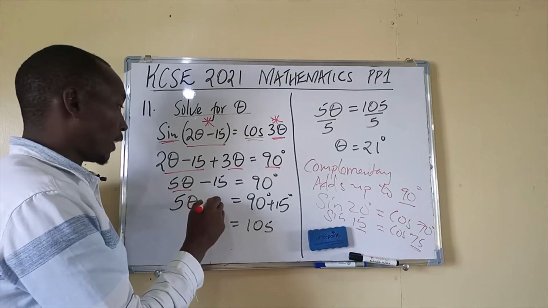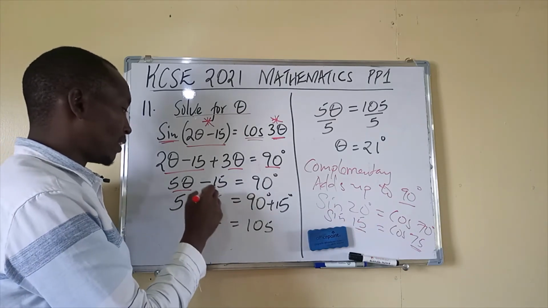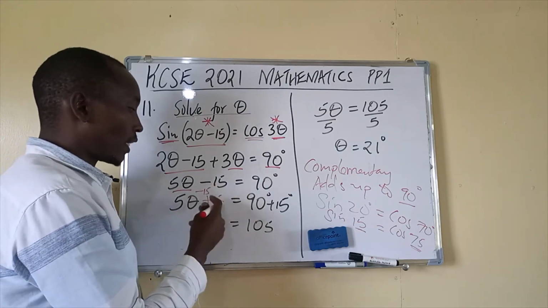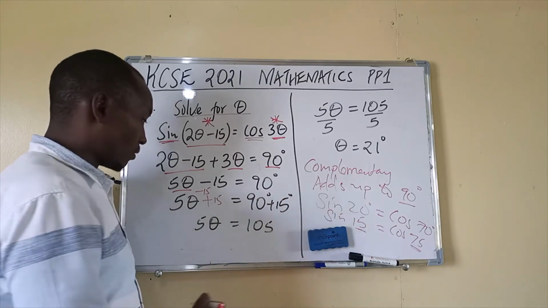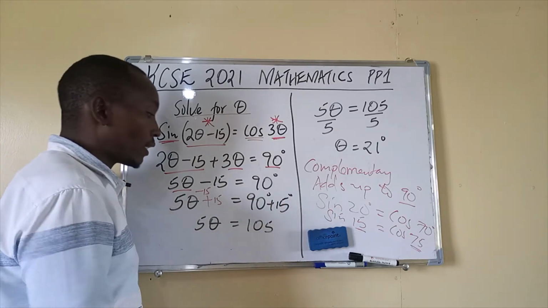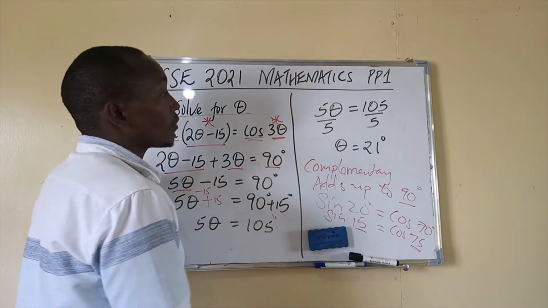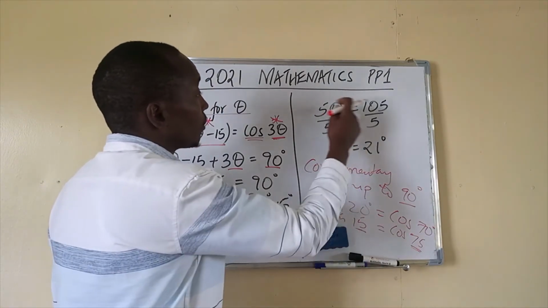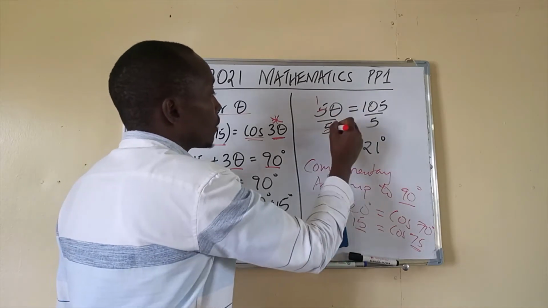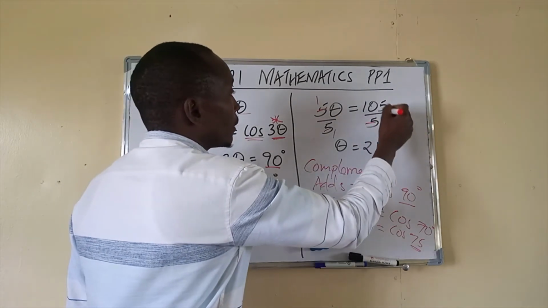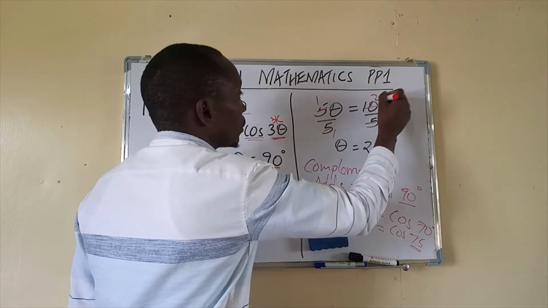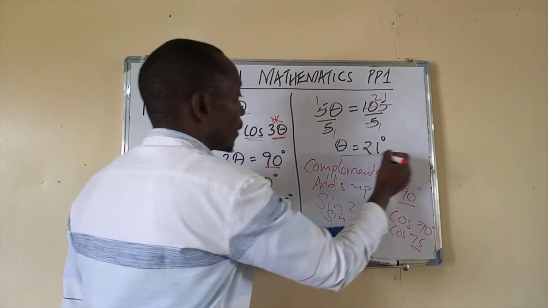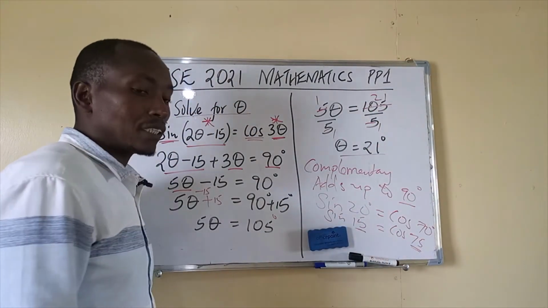On this side, you can add 15 on both sides. Remember, it was minus 15, so you add 15, that will be 0. You add 15 on this side. So 5 theta is 105 degrees. And with that, finally, you have the division by 5. 105 divided by 5 is 21. So with that, the value of theta is 21.